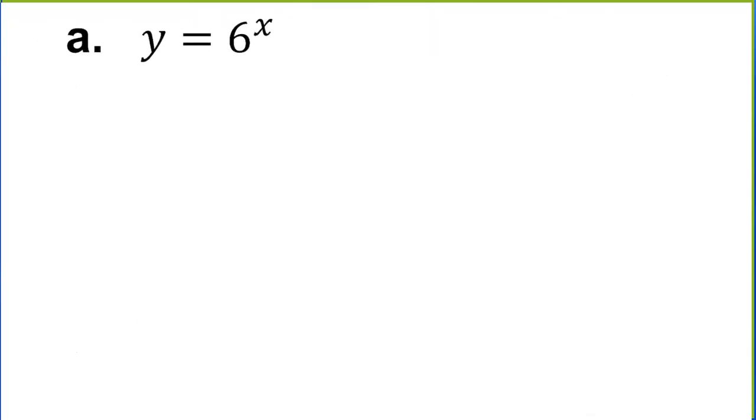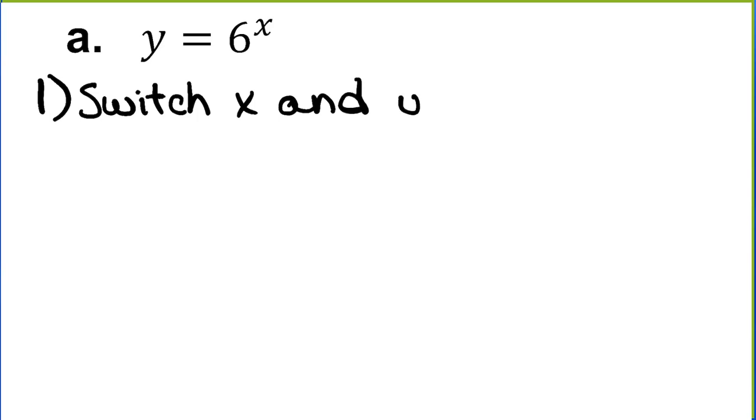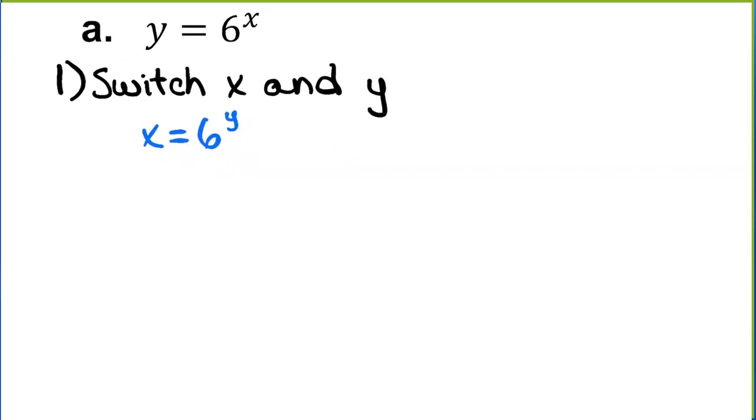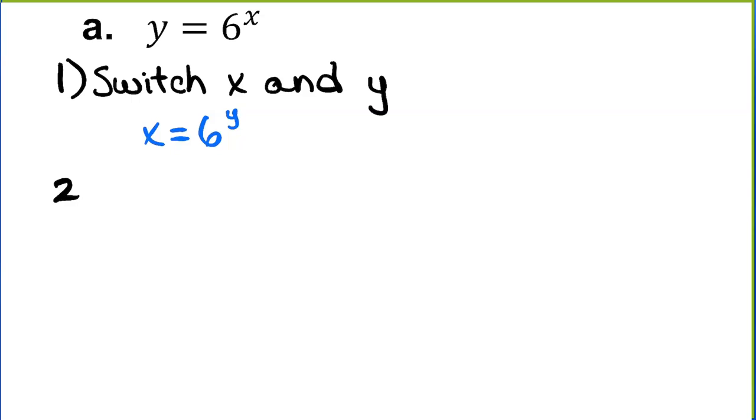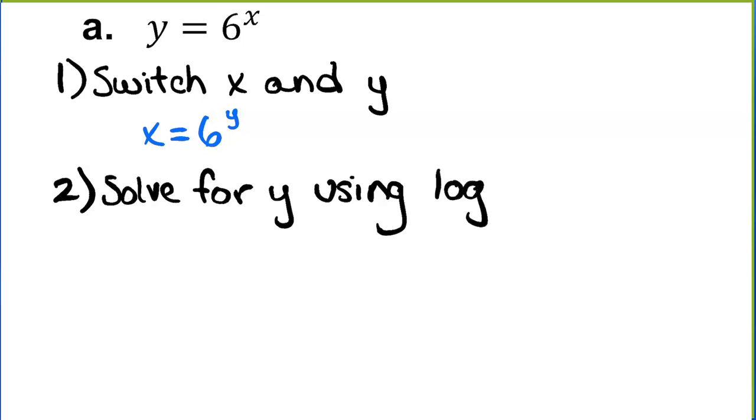So part A, we have y equals 6 to the x. Your first step is that you're going to switch your x and y. So you'll have x equals 6 to the y. The second step: if you start with an exponent, your final answer is going to have a log in it. If you start with a log, your final answer will have an exponent. So your second step here is to solve for y using logs.